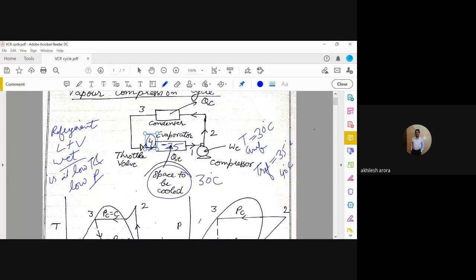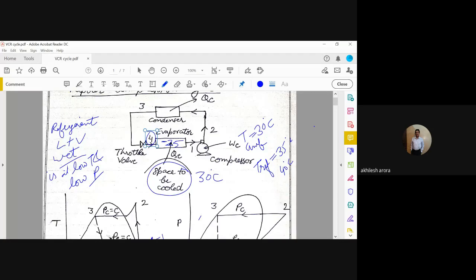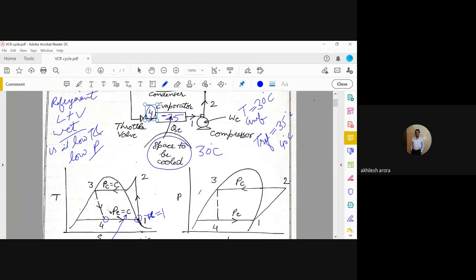What I will do with the help of a compressor, I will compress this refrigerant isentropically so that its temperature increases. So the purpose of the compressor is to increase the temperature of the refrigerant. Its purpose is not to increase the pressure, but without increasing pressure, I can't increase the temperature. So you can see in the TS diagram that process 1 to 2 is the isentropic compression process, and at 2 it is the temperature which is higher than the ambient temperature.